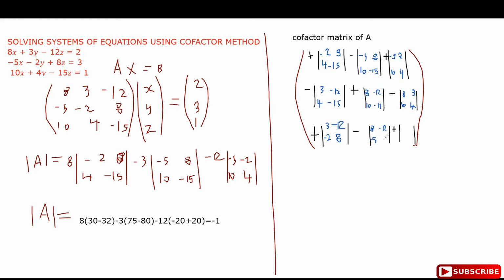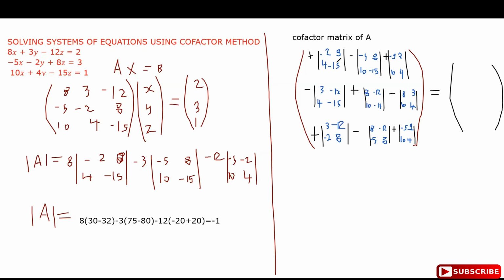And then finally, take a deep breath, you're almost through. Cross this and cross this. We're left with minus 5, minus 2, 10, and 4. Nice and easy. So that is what we're left with. Now we can go ahead and finish finding the cofactor matrix by just working it out. So find the determinant of each of these.